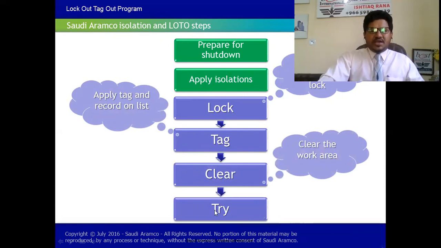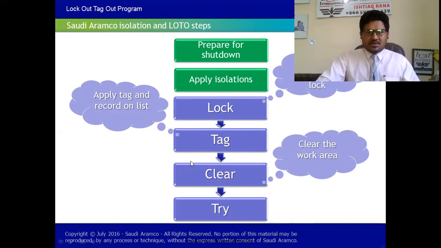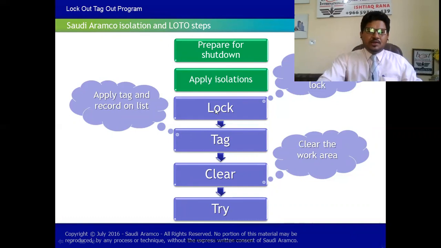Try means you need to check, with the isolation of the lockout tagout procedure, that it is technically well done. There is no chance of any energy being released or the equipment being restarted. So make sure all the energies are well locked and isolated. That means the complete prevention system is required to keep our employees safe. So: prepare for shutdown, apply isolation, lock, tag, clear, try. Two important steps, prepare for shutdown and apply isolations. These are two critical steps, and then quite easily lock, tag, clear, and try.